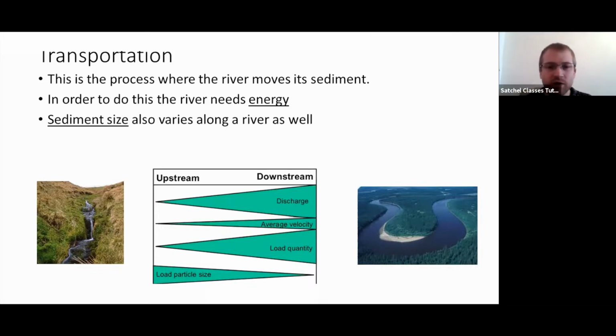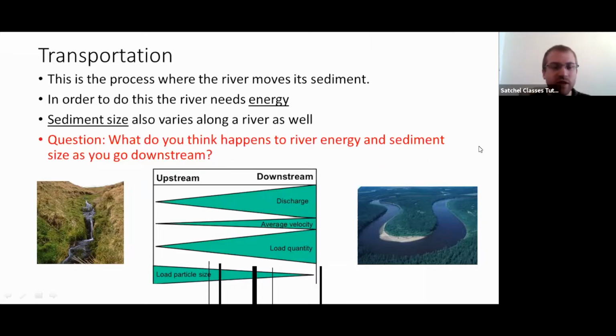So if you have a little look at the box right at the very bottom, we might notice that it's called the Bradshaw model, and it basically identifies how certain characteristics change along a river. To begin with, it shows discharge, which is the volume and speed of water over a certain point, average velocity, which is speed of water, load quantity, which is the amount that the river is carrying, and the load particle size, which is the size of the sediment that the river is carrying. So these factors will basically determine what form of transportation is happening and where it's happening on a river.